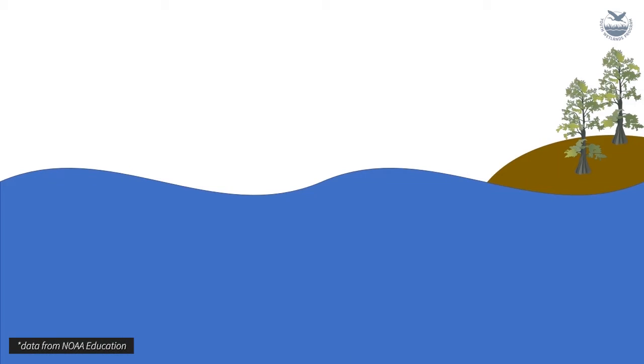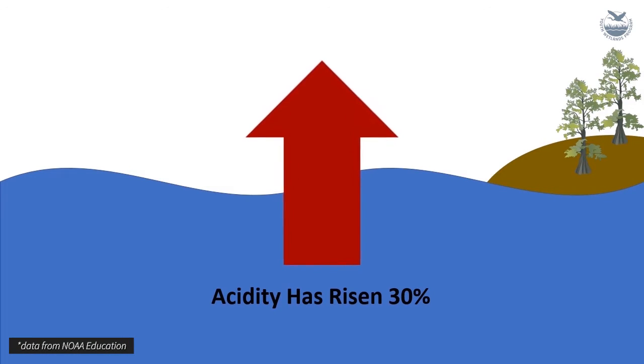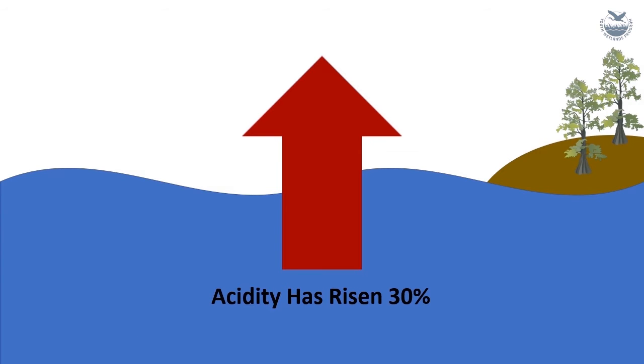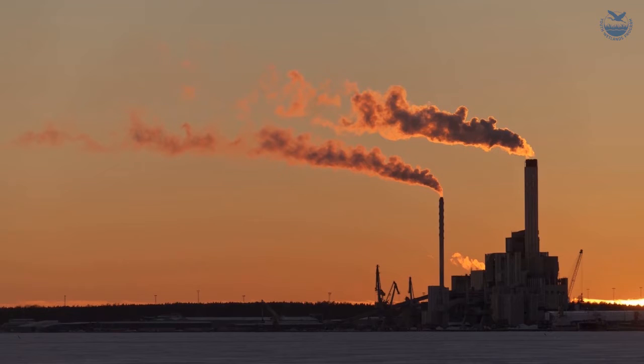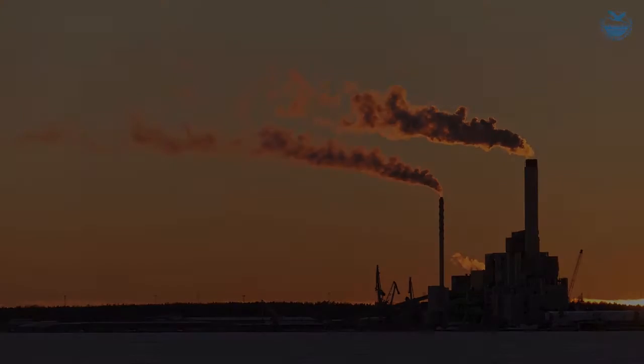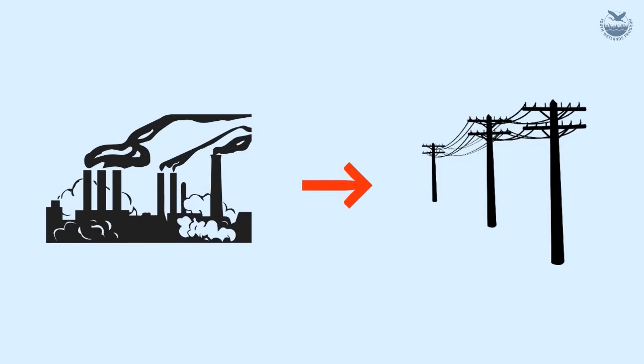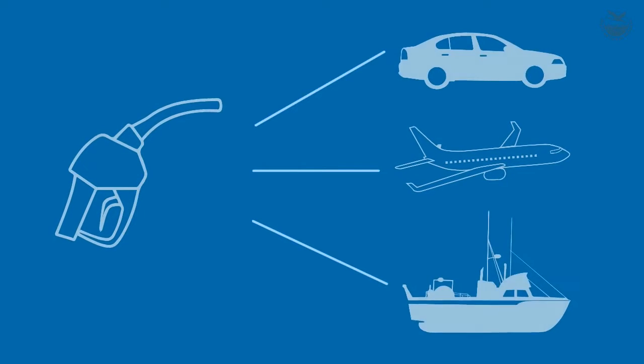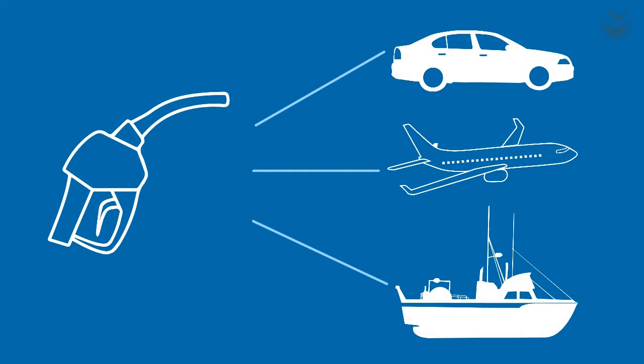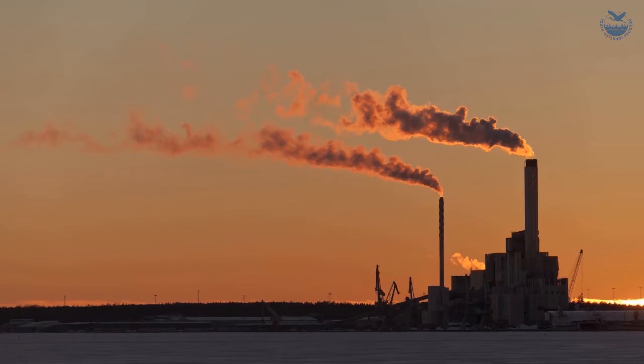Since the start of the Industrial Revolution, the ocean's acidity has risen by about 30%. Can you think of something that's happened over the past 200 years that would cause the acidity of our ocean to rise? Let's explore the issue. Since the Industrial Revolution began, we have been increasing the amount of fossil fuels we burn to create energy and support transportation. For example, we burn coal to create electricity and use petroleum to make fuel for vehicles, aircraft, and watercraft. As the fossil fuels are burned, they release carbon dioxide into our atmosphere.